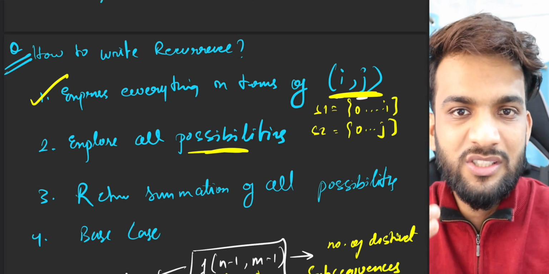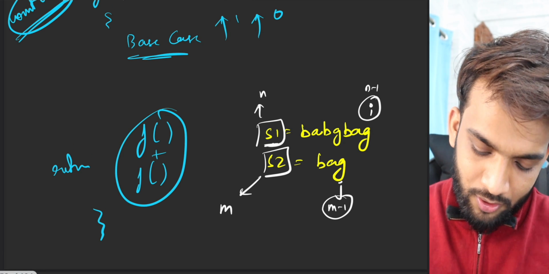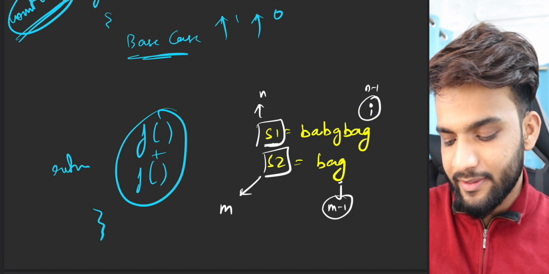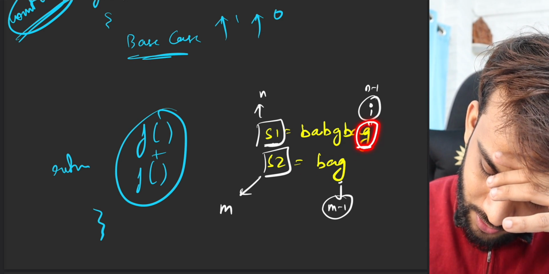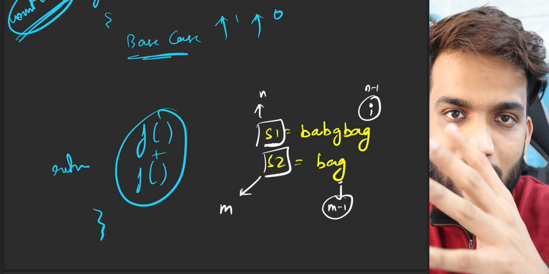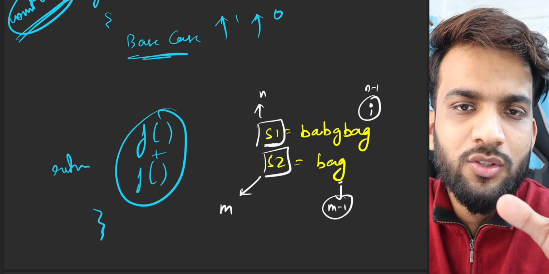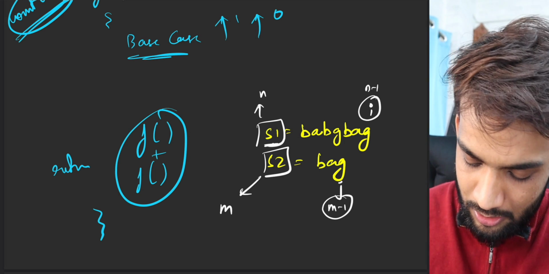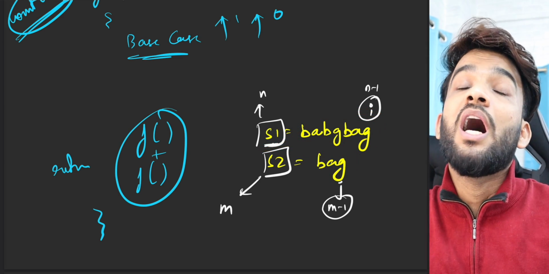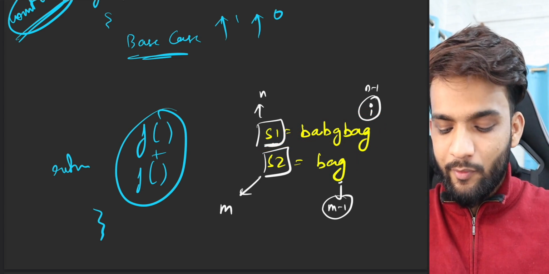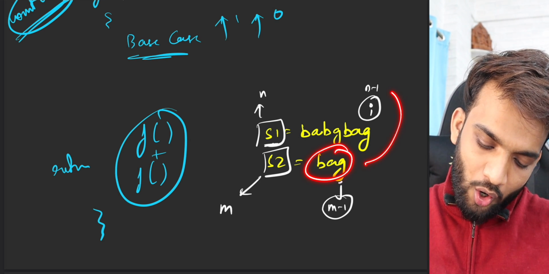Explore all possibilities. Okay, so let's come back to this example of S1 and BAG. Now assume this G is matching with this G. Assume it is matching. So you can be like, hey Striver, they're matching. So this can be the G, because for this G, I'm looking for a G in S1. Let's understand what am I trying to do. I'm trying to figure this BAG out. How many times does this BAG occur over here?